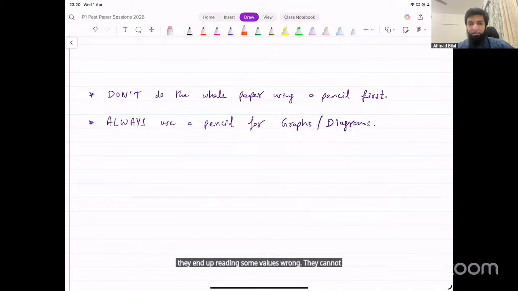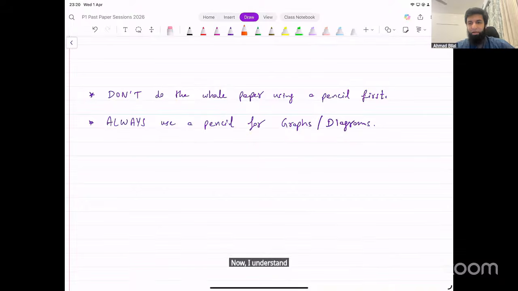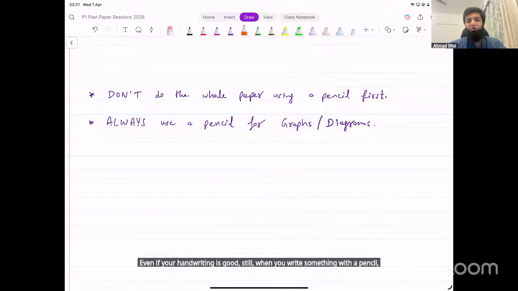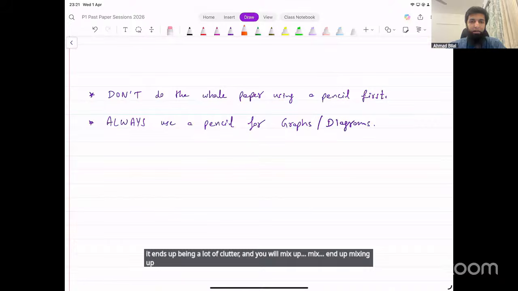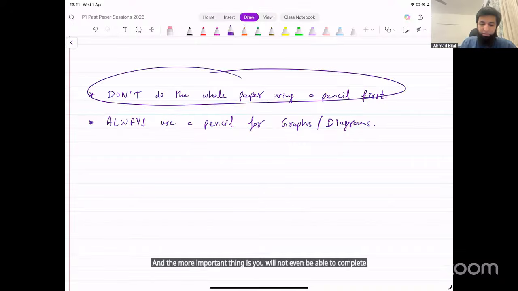They cannot understand their own handwriting sometimes. Now I understand some people have really bad handwriting. Some of you are here as well. I'll not name them, but even if your handwriting is good, still when you write something with a pencil and overwrite on that, it ends up being a lot of clutter, and you will end up mixing up values and copying some wrong value. So please don't do that. And the more important thing is you will not even be able to complete the paper if you do that.